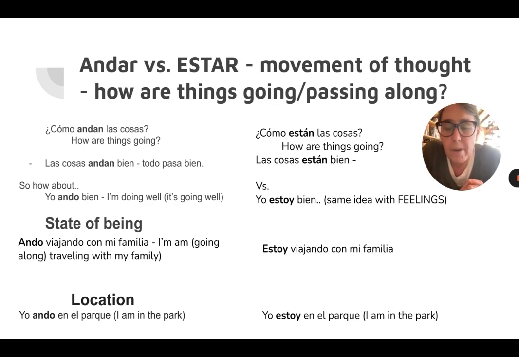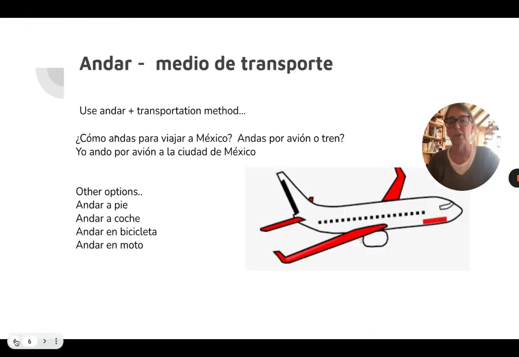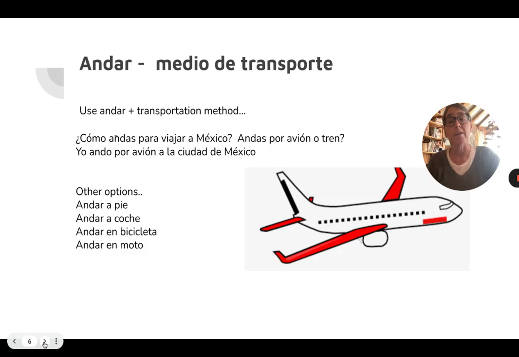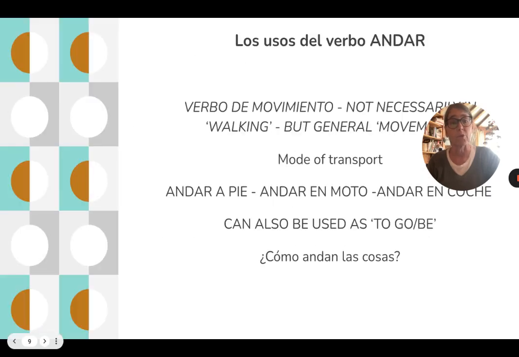And so how about location? Because estar also uses location. Could you say yo estoy en el parque? Estar. Could you say yo ando en el parque? I'm in the park. Doesn't always mean you're strolling. It just means like you're at that location. But you might be more specific, as we referred to on the earlier slide, to say caminar, to walk. Yes, you could say that too.